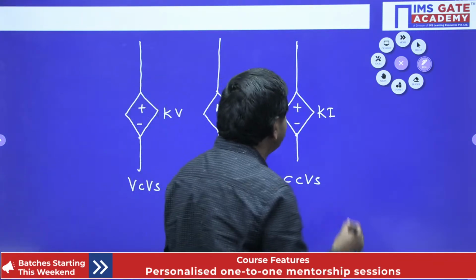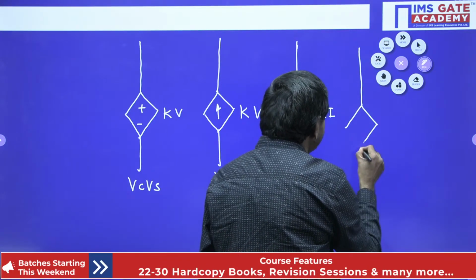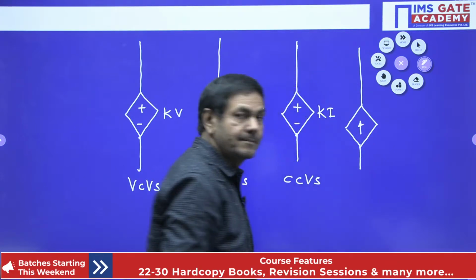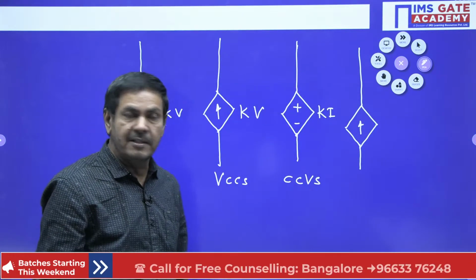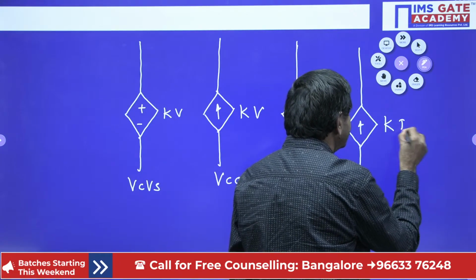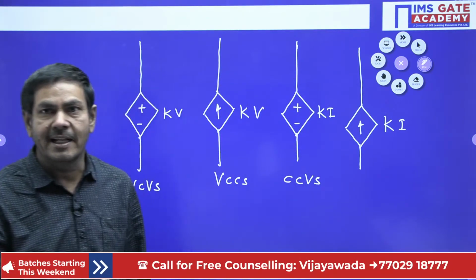In case of a current controlled current source, how can we draw it? There is a current source connected here. This current source depends upon the current only. That means K into I. This I may be passing through any other branch. Understand now? Like that we can put it now.